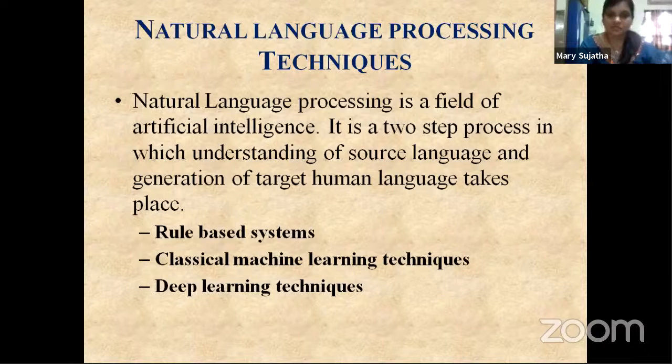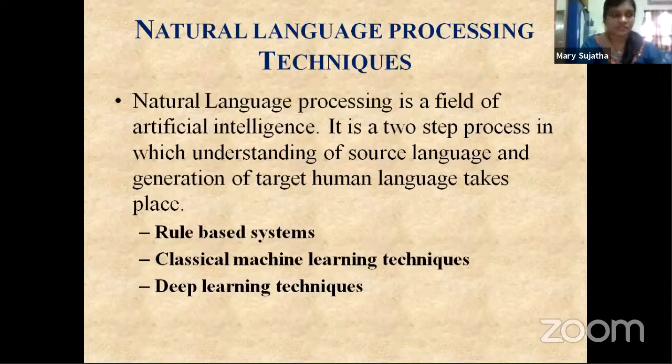Rule-based systems, as I just mentioned, are knowledge-based systems. With the help of encoders and decoders, they used to operate. For translating each and every sentence, they go with certain rules and regulations. With the help of automata and so on, these things exist. And secondly, classical machine learning techniques.